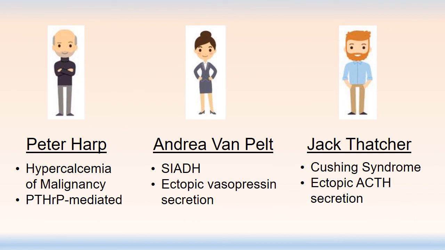So in summary, we've covered the case of Mr. Peter Harp, a gentleman who had squamous carcinoma of the lung causing PTHrP-mediated hypercalcemia of malignancy. We discussed Miss Andrea Van Pelt, who had a small cell neuroendocrine carcinoma of the lung, which was secreting vasopressin and causing SIADH, or syndrome of inappropriate ADH secretion. And then finally, we had Mr. Jack Thatcher, who similarly had a small cell neuroendocrine carcinoma of the lung secreting ACTH, giving him unique manifestations of paraneoplastic Cushing syndrome.